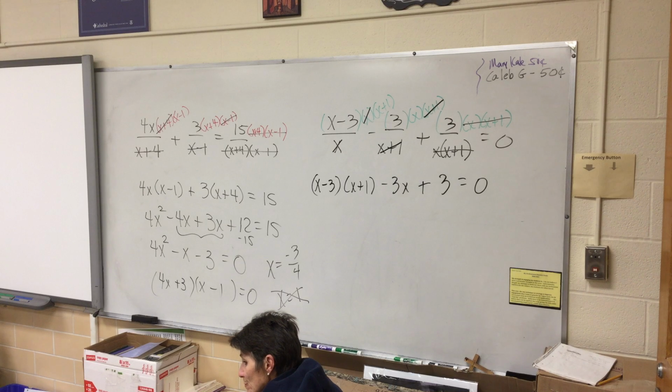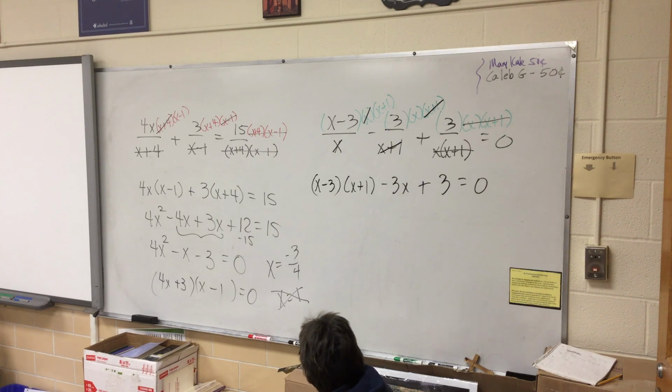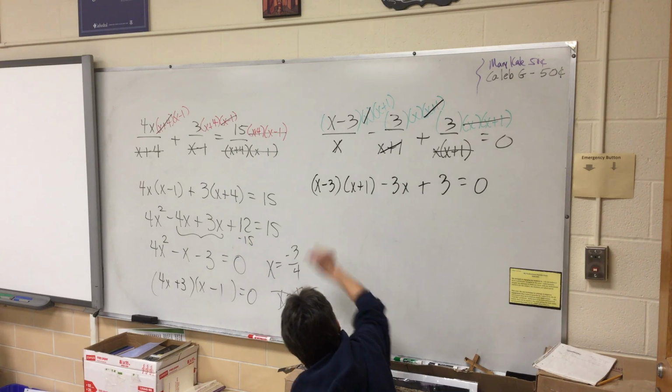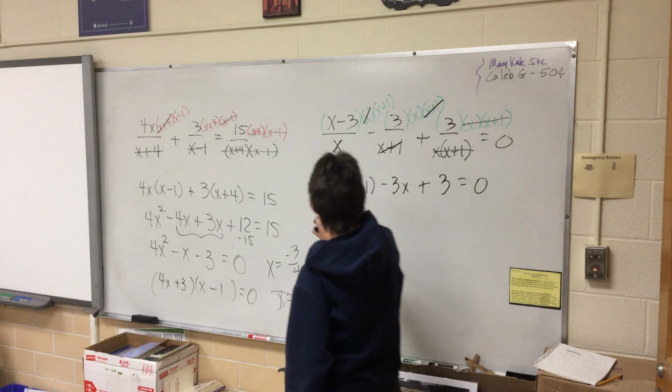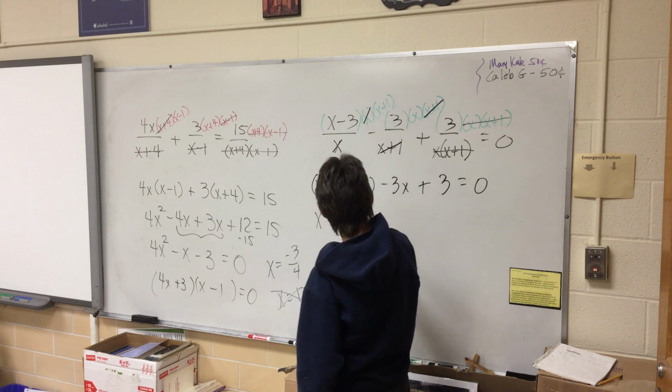Chase Johnson, what do I do now? You're going to want to add like terms. Well, I don't really have any yet. What might I want to do first? Eventually, yes, I'm going to do that, but I don't have any like terms right now. What should I do? Remember, these are times each other. Multiply those two? Yep, I'm going to FOIL those out. That's exactly right. So I'm going to get x squared plus x minus 3x minus 3.